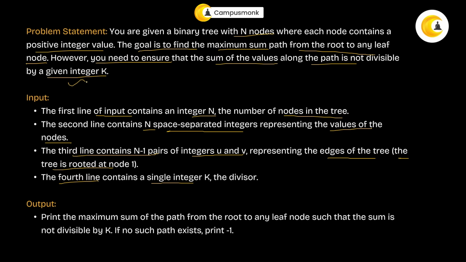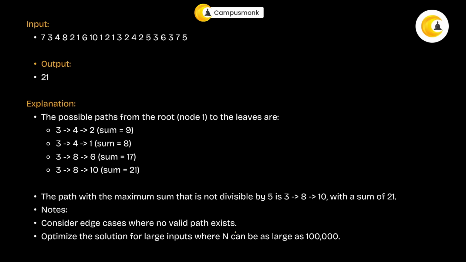Finally, what you're going to print is the maximum sum of a path from the root to any leaf node such that the sum is not divisible by k. If no such path exists, print -1. So if we look into this, in a binary tree you have to find all the paths from root to leaf, find the paths whose sum is not divisible by the integer k, and print the maximum value. Okay, so how will you do this?